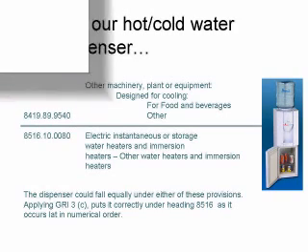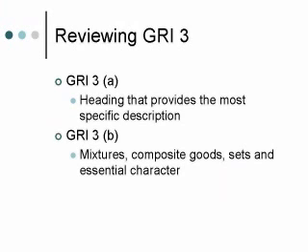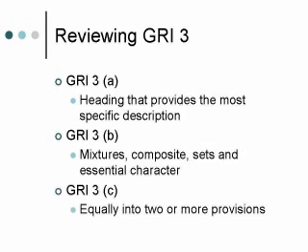Let us review GRI 3. A has to do with using the more specific heading that clearly identifies the product. B concerns the classification of mixtures, composite goods, and sets using essential character. And finally, C states that if you can't classify using A or B, then the heading to choose among those that merit consideration is the one that occurs last in numerical order. That concludes this session on GRI 3. Only 3 more rules to go.